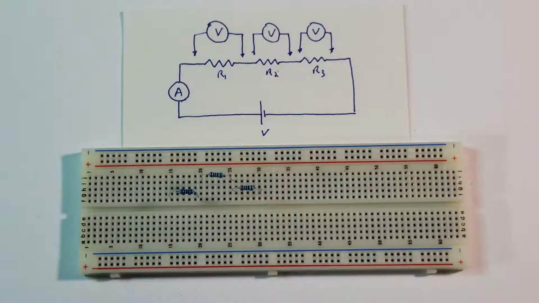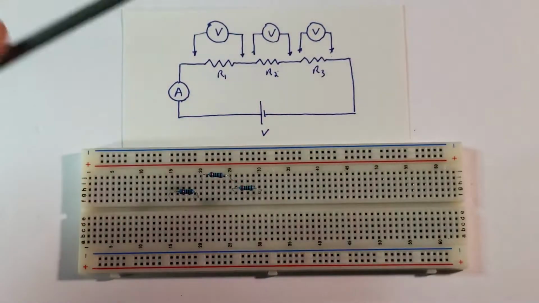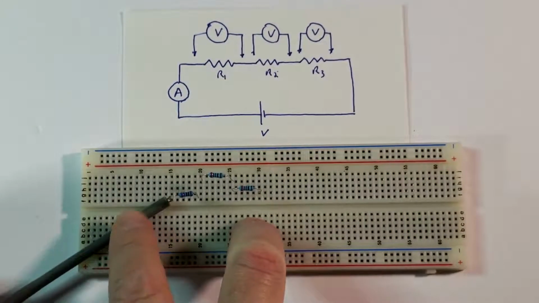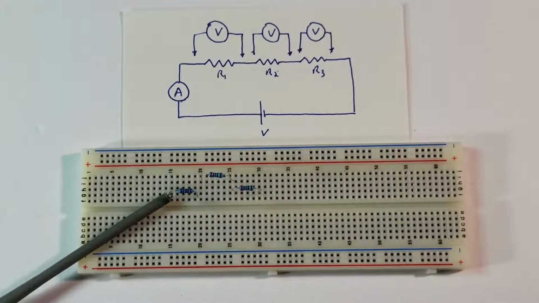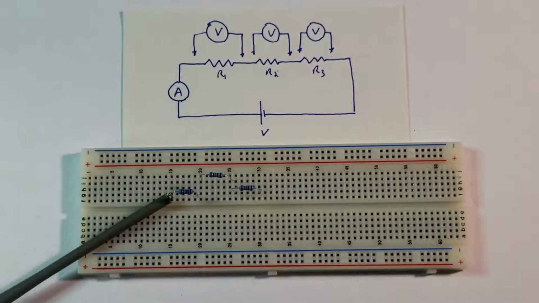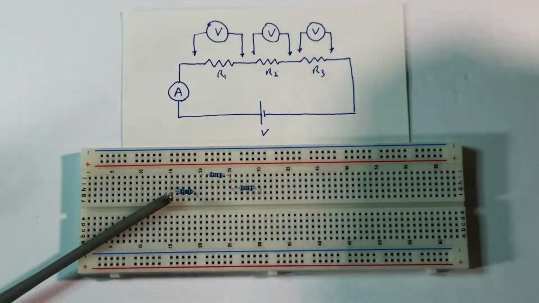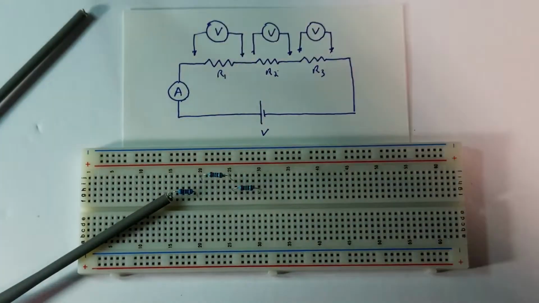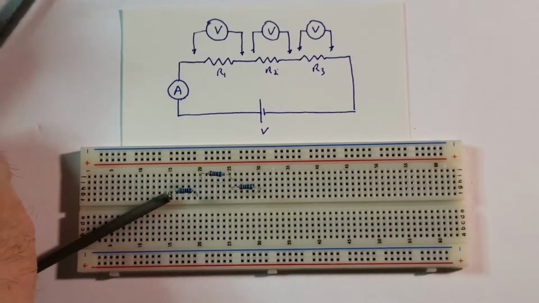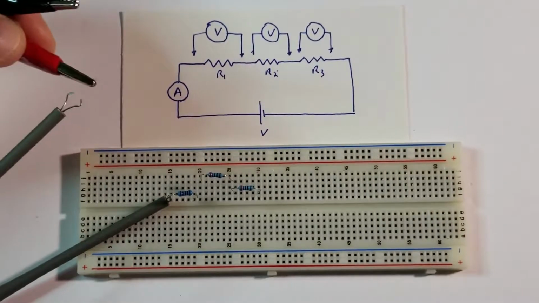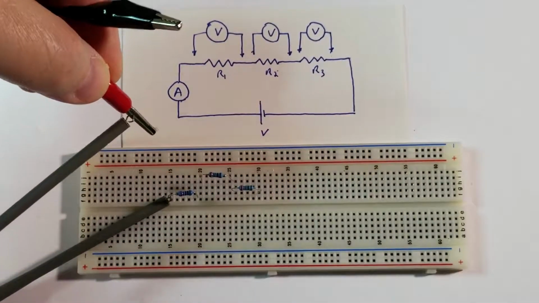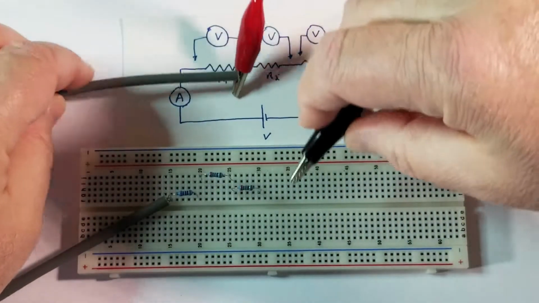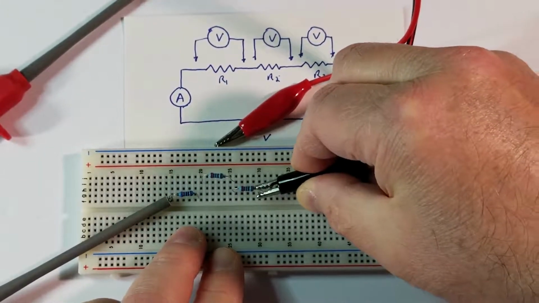Now let's add the ammeter. So I'm going to put this connector over here. Then I'm going to put this connector to the power supply on the positive side. The other end of the power supply will go to the other end of the series. So it will go over here.